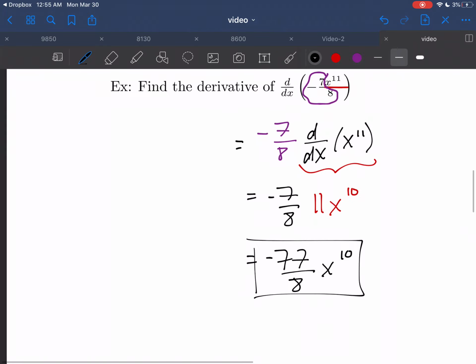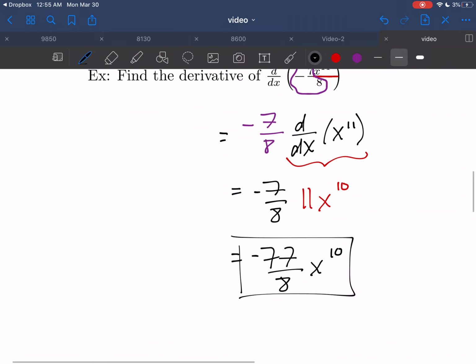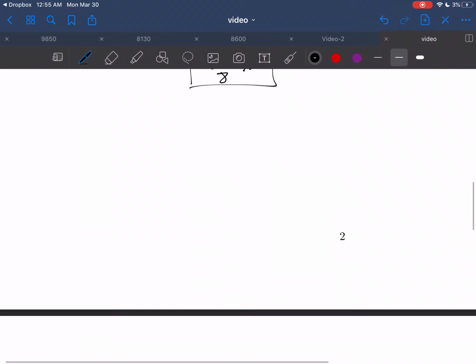So if you've got a constant times some function, you can pull that out, go ahead and take your derivative, and then just simplify it. All right, still using the same rules.